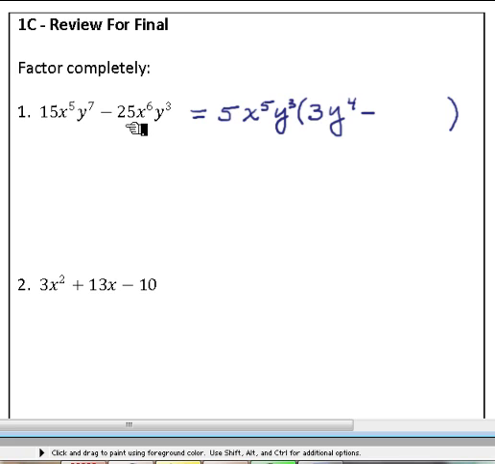If we pull out 5, we're left with 5. If we pull out x to the 5th, we're left with x to the 1. And we pull out y cubed. All right, and that's it. This cannot be factored further, so it's factored completely.